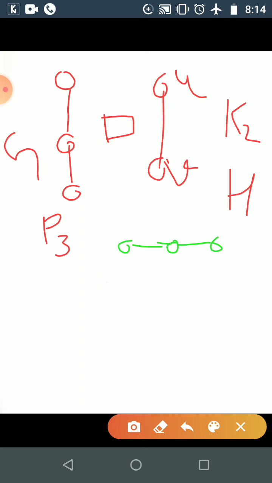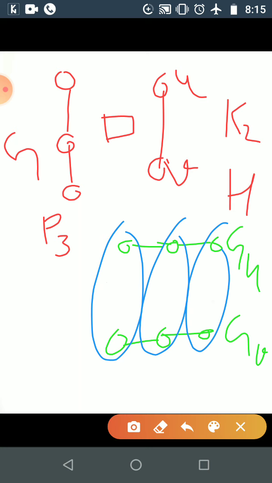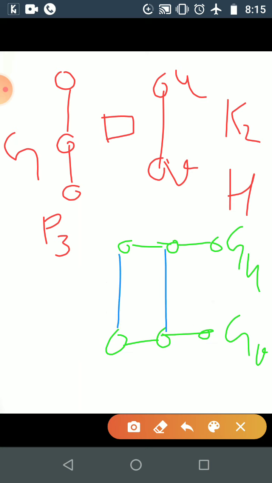So this is the GU copy. Corresponding to U, we have made a GU copy. And here the GV copy is this one, P3 at V, correct. So this is the GV copy. And these corresponding vertices in GU and GV will be adjacent if U and V are adjacent in H. Obviously these are adjacent, so they will be adjacent. So this is the Cartesian product of P3 with K2.